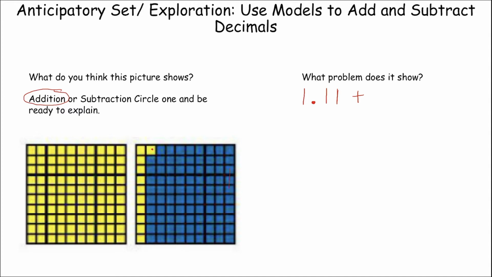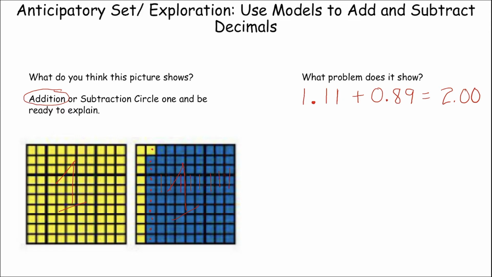1/10, 2/10, 3/10, 4/10, 5/10, 6/10, 7/10, 8/10. So there are no ones, but there are 8/10. And how many hundredths? 1, 2, 3, 4, 5, 6, 7, 8, 9. And there are 9/100ths. Well, all together, it has to equal 2 wholes because this is all filled in, and this is one whole. And this is all filled in, and this is one whole. And all together, this equals 2 wholes.